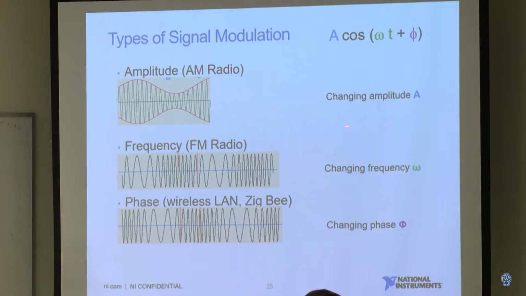It changes the amplitude. Another one is called FM, frequency modulation, which changes the frequency. And another one changes the phase. Those three are the majority of analog modulation methods.